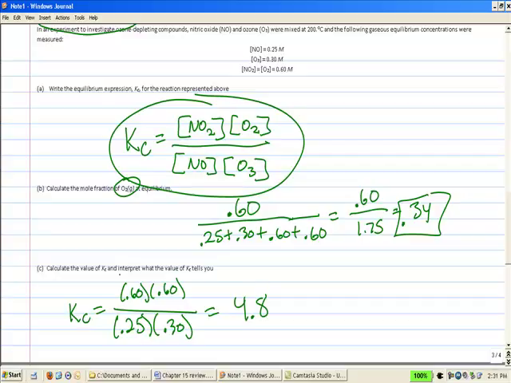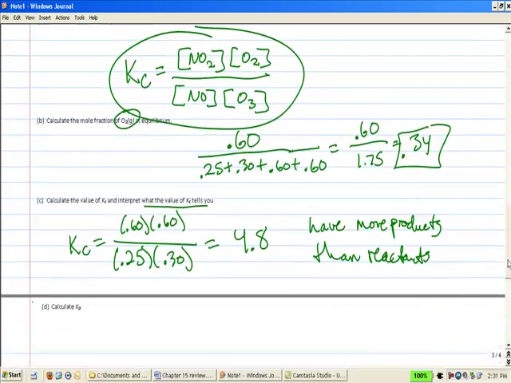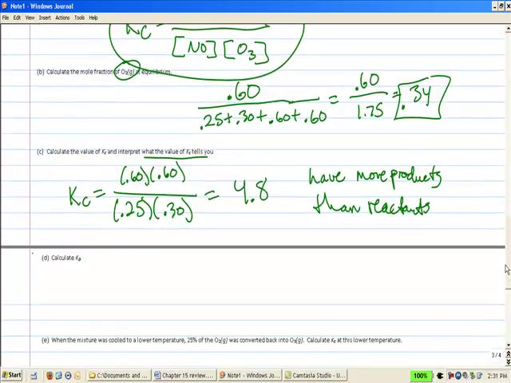And interpret what this value of Kc tells you. Since the value of Kc is greater than 1, it tells you that you have more products than reactants. That's what the value of Keq always tells you, which one you have more of. So that's a reaction that proceeds quite strongly to the right.